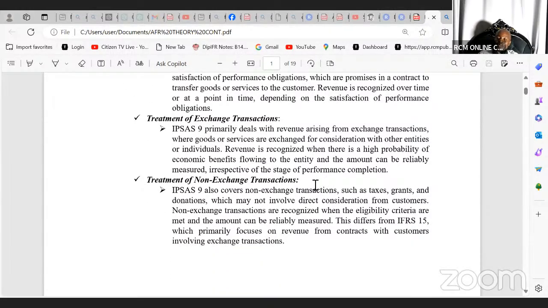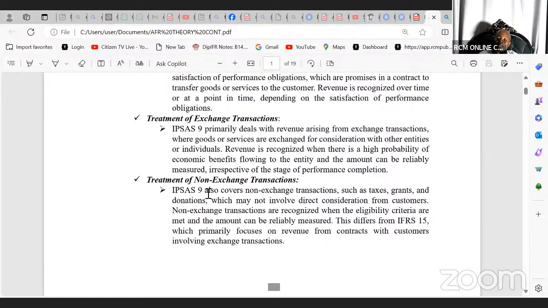Treatment of non-exchange transactions. IPSAS 9 also covers non-exchange transactions such as taxes, grants, and donations, which may not involve direct consideration from customers. Non-exchange transactions are recognized when the eligibility criteria are met and the amount can be reliably measured. This differs from IFRS 15, which primarily focuses on revenue from contracts with customers involving exchange transactions.